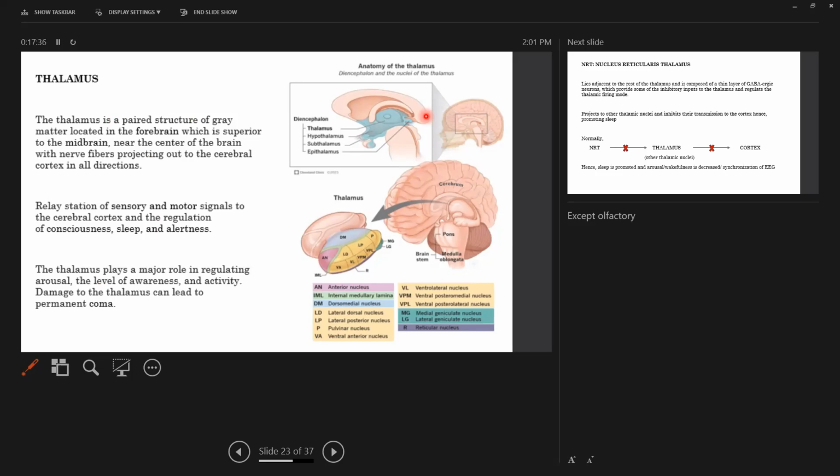Thalamus also has roles in consciousness, sleep, and alertness. It is said that thalamus plays a very vital role in regulating arousal, the level of awareness and activity, and damage to the thalamus can lead to permanent coma.